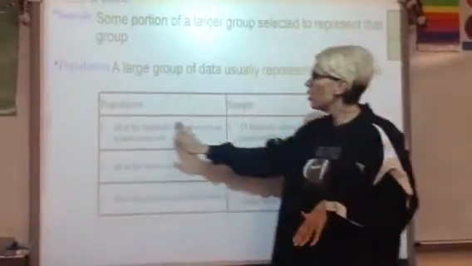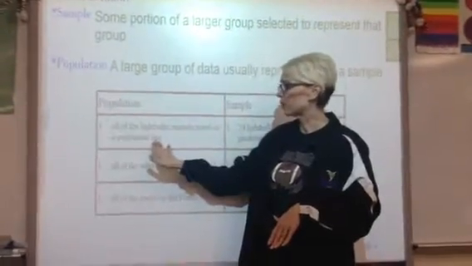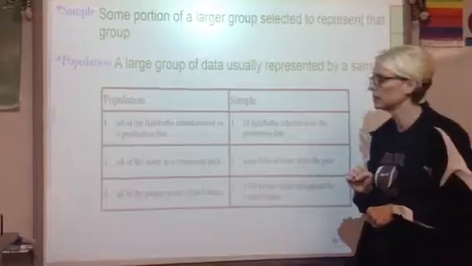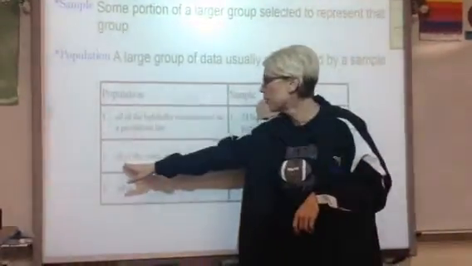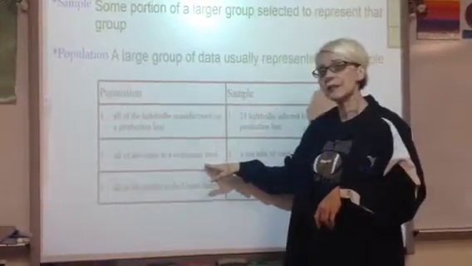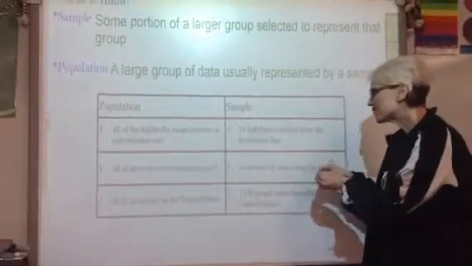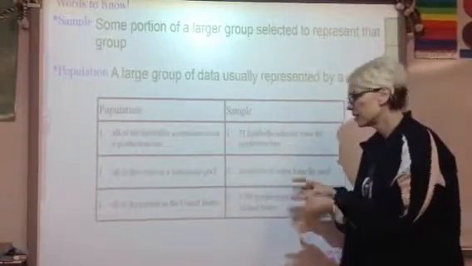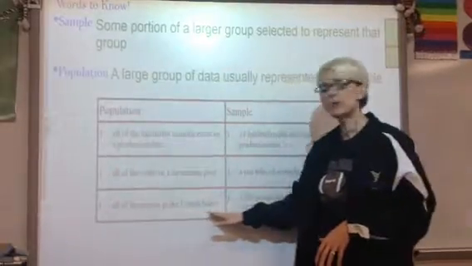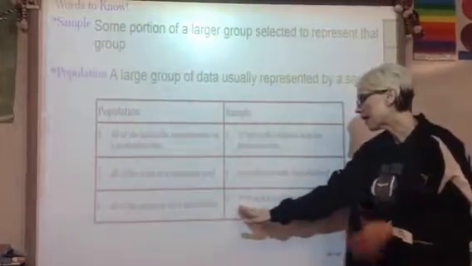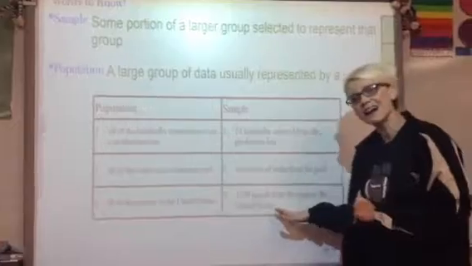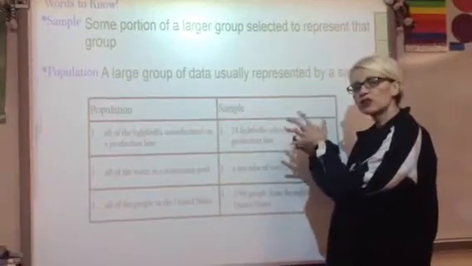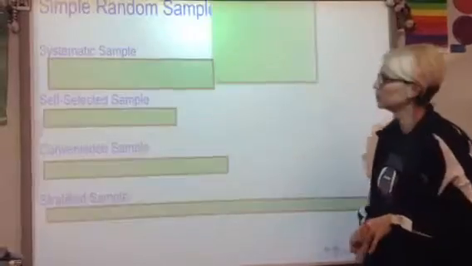So for example, all of the light bulbs manufactured on a production line are the population, but a sample is just selecting 24 to test. A population is all the water in the swimming pool, but I'm just going to take a test tube of water from the pool as my sample to test for chlorine. A population would be all the people in the United States, but I'm just going to pick 1,509 from throughout the United States as a sample. So a sample is a smaller section of a larger group.